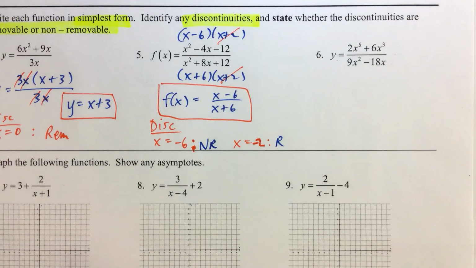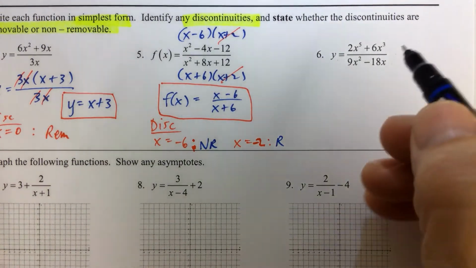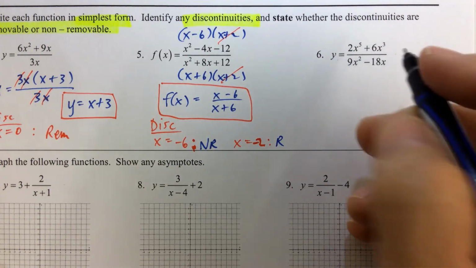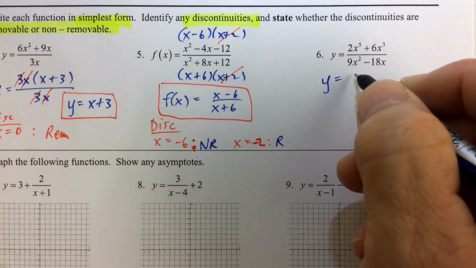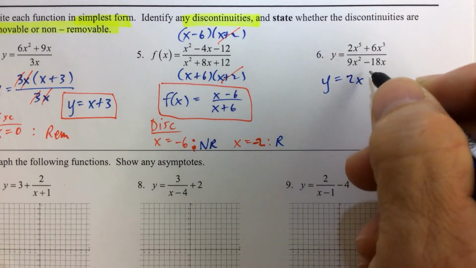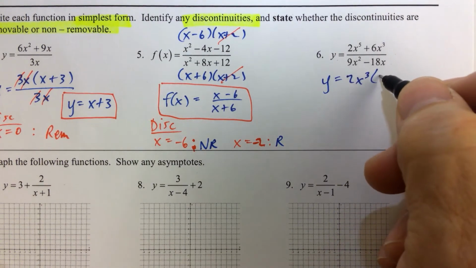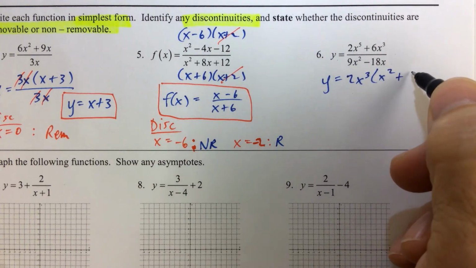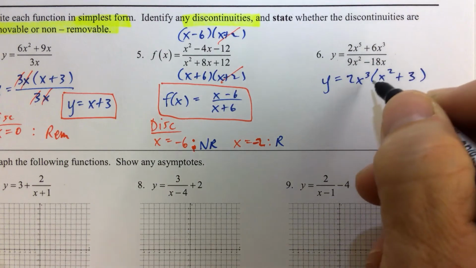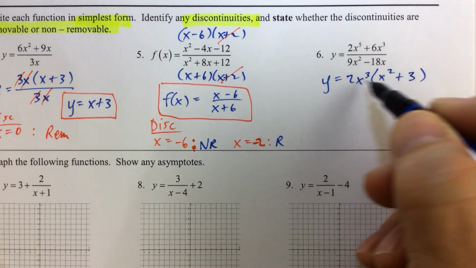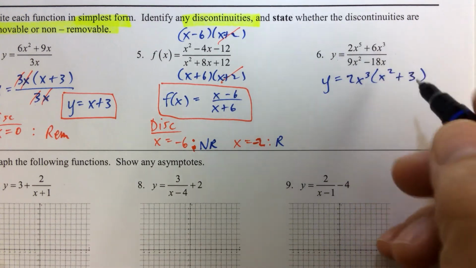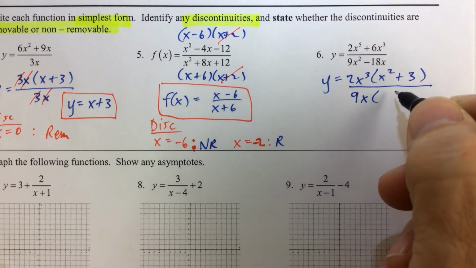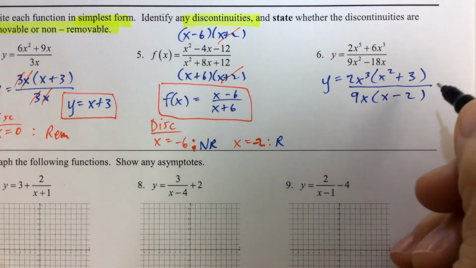For number 6, again, if you want a full explanation, watch the second video if you're still struggling with how to factor these. We have 2x to the third, which is the greatest common factor, and what we're left with is x squared plus 3. Double checking, 2x to the fifth plus 6x cubed. Yep, so we got that one right. And then down below here we can factor out a 9x, and we're left with x minus 2.